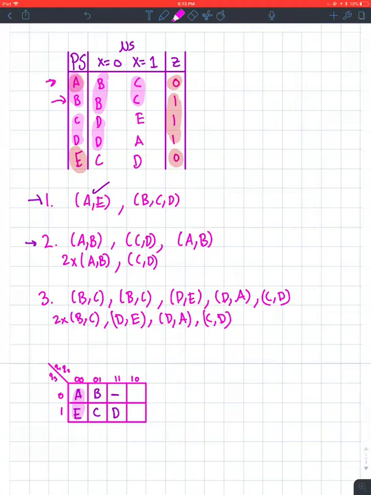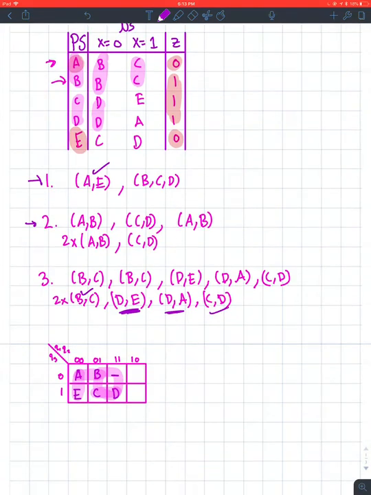Okay, this looks good. So A and E is covered, right? I have AE right here, B, C, D is right here, and then I have AB right here, and then C and D. Now I have BC. BC is covered as well. So now I need DE and DA, and CD's covered.